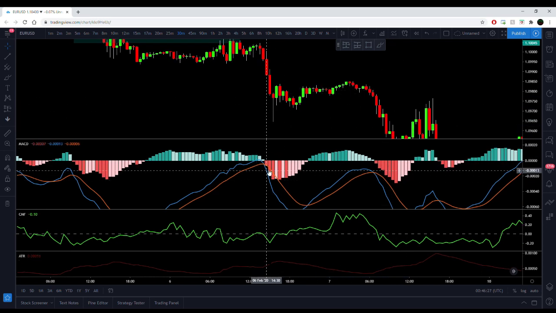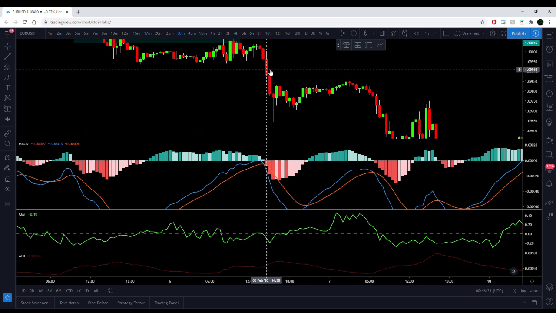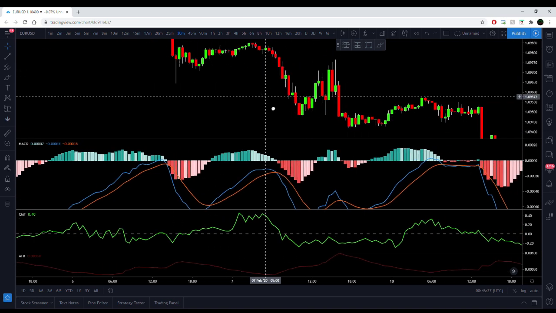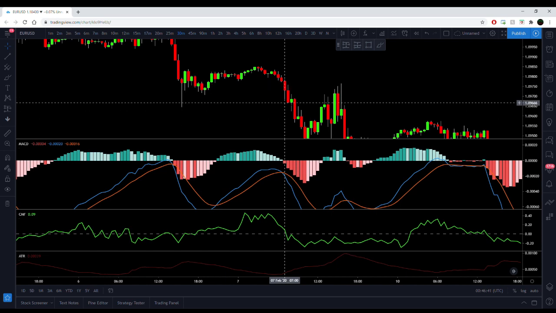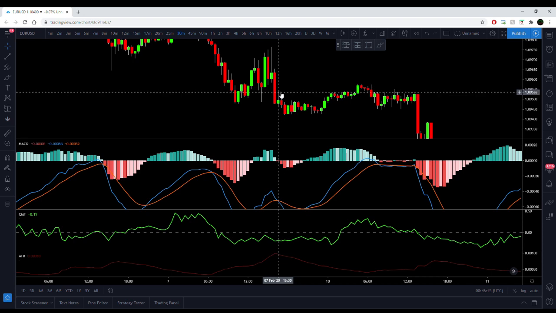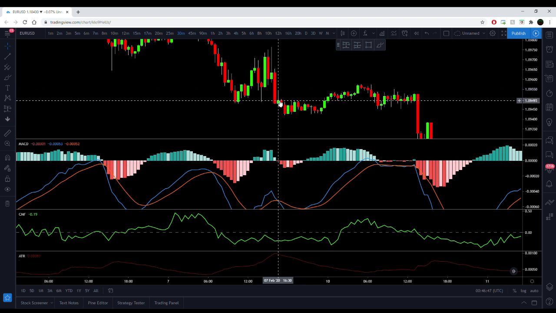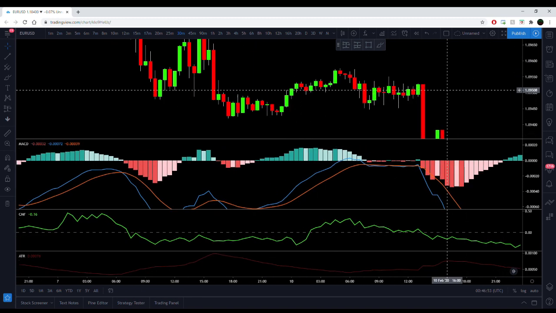So we get another cross down right here on this candle. So that would be another entry signal. Chaikin money flow agrees. So you'll take that short on this candle. Then you get another one right here on this candle. Chaikin money flow does not agree. So you're not taking this signal. This one right here. You will take this trade signal. And let's see if it gets stopped out or not.